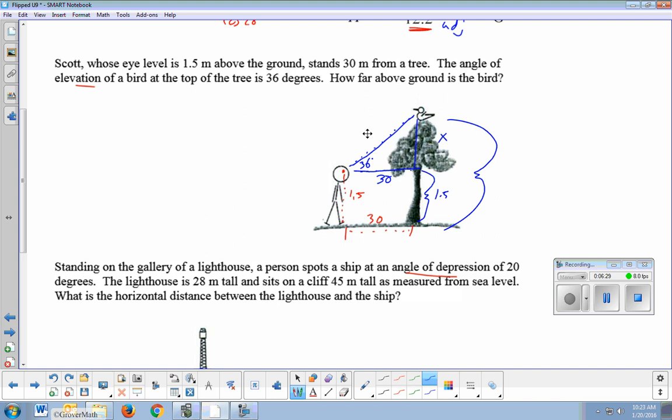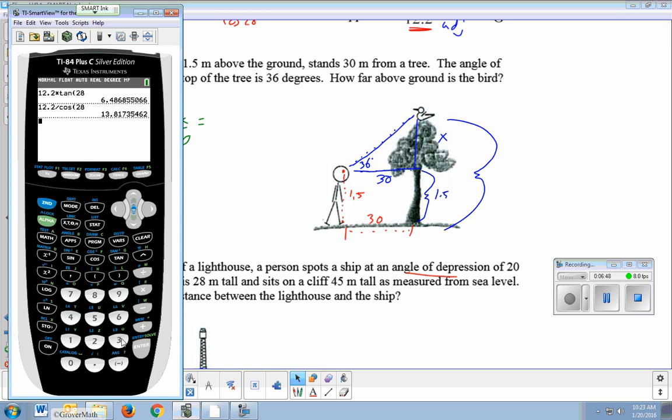So for this little triangle in here, we have a 30 down here, an angle of elevation of 36 degrees, and we want to know how high this length is here. So we're finding the opposite. We have the adjacent, so that is the tangent function. Tangent 36 equals x over 30. Multiply 30 times tangent 36, and we get 21.7. I guess we'll do nearest tenth here again, so let's do 21.8.